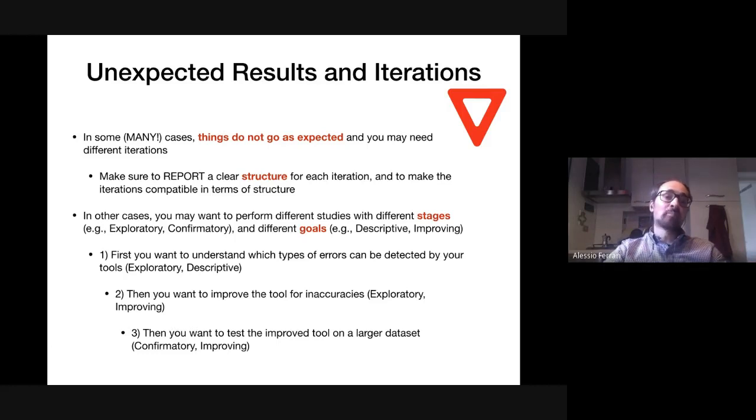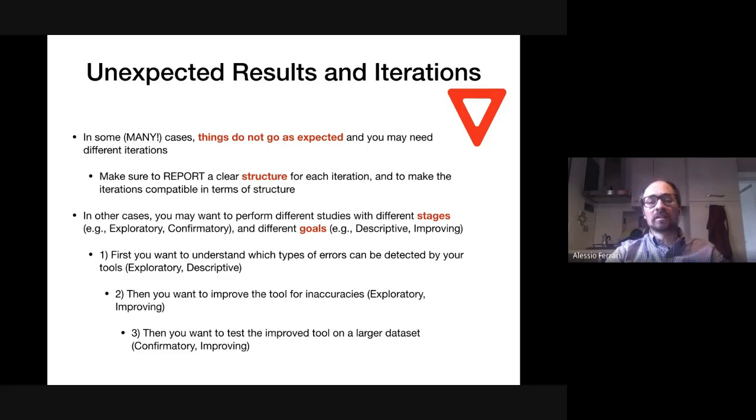Iterations are important also because you may have different stages or different goals during your whole study. Imagine you stay 9 months in a company. At the beginning, you want to understand which type of errors can be detected by your tool. So you are in an exploratory study and it's descriptive, so you understand what type of errors are there. Then you want to improve the tool for inaccuracy.